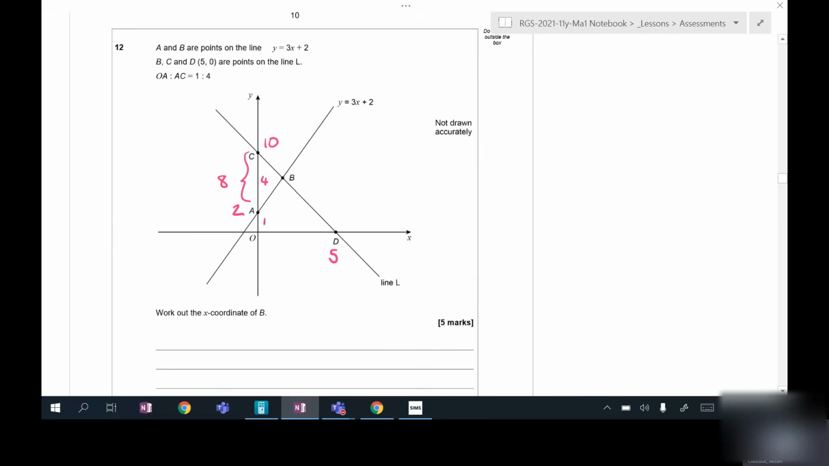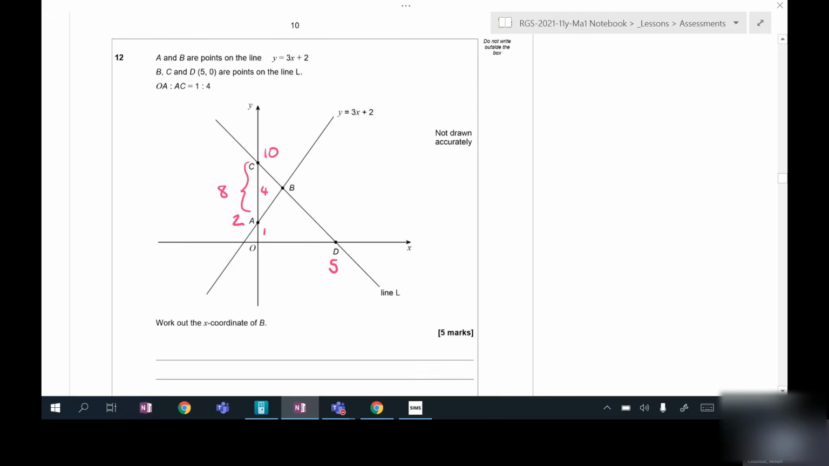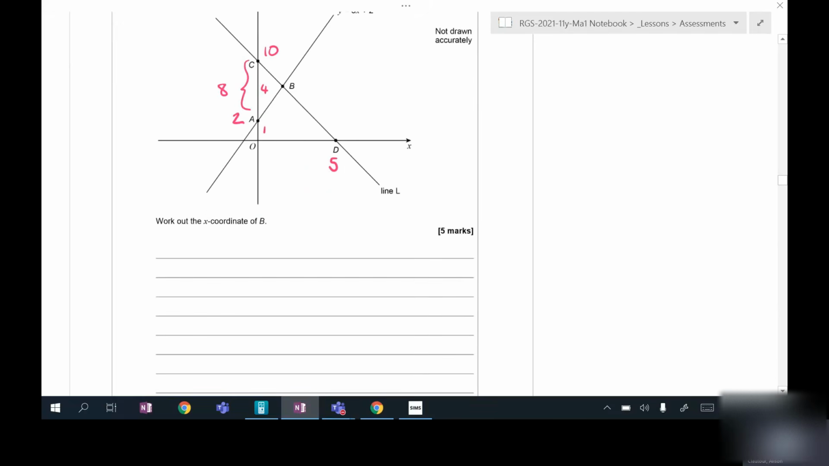So I've got my y-intercept of the line L, sorry. I've also got my point D. So I've got 2 points I can work out the gradient from. I'm trying to find the equation of the line. So we're using the points 5, 0 and 0, 10. Change in my y coordinates divided by the change in my x coordinates gives me a gradient of -2. So I know that line L has the equation y equals -2x plus 10.